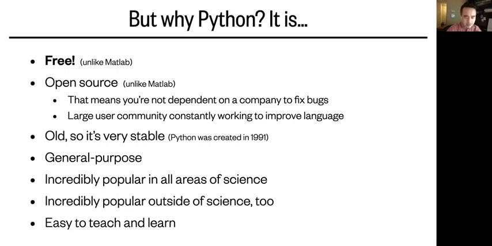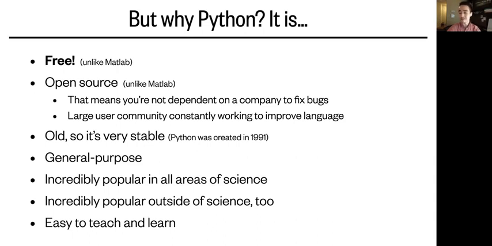Next point. A lot of people don't realize that Python is actually pretty old, which means that its core functionality is rock solid. And that means that people trust it to work reliably. And it's general purpose, which means that it's good for science as well as tasks outside of science, like software development or web scraping. And because it can do so much, the skills that you learn this quarter should be transferable to just about any job that uses Python.